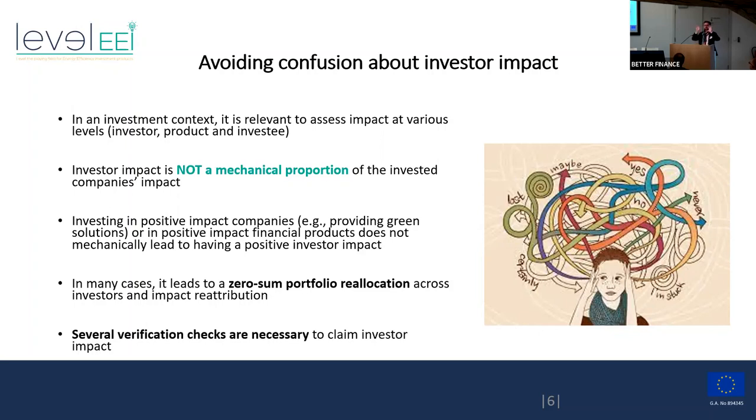So consider that there are two ways to calculate impact so far within the industry. One is additionality based, one is more about proportional attribution, I would say.